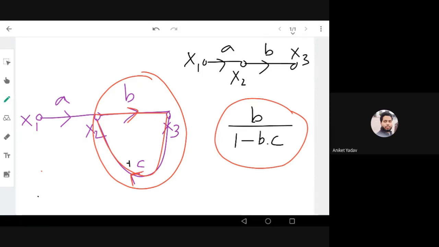When you have feedback with the gain B in the forward path and the gain plus C in the feedback path, the net gain can be represented by B divided by 1 minus BC. Okay. So this will come here, this will be coming at this point. This is the gain coming at this point. Is it clear?